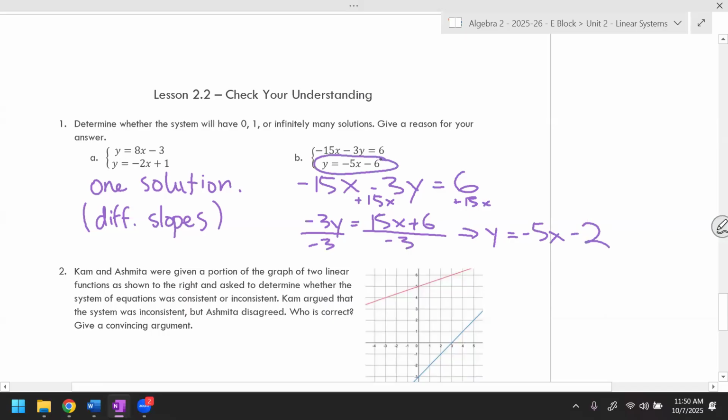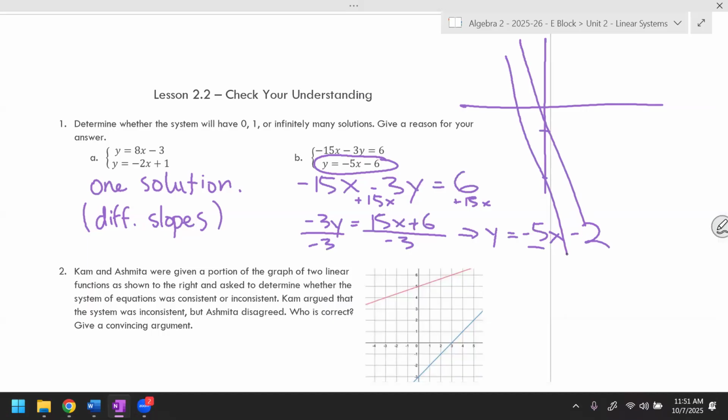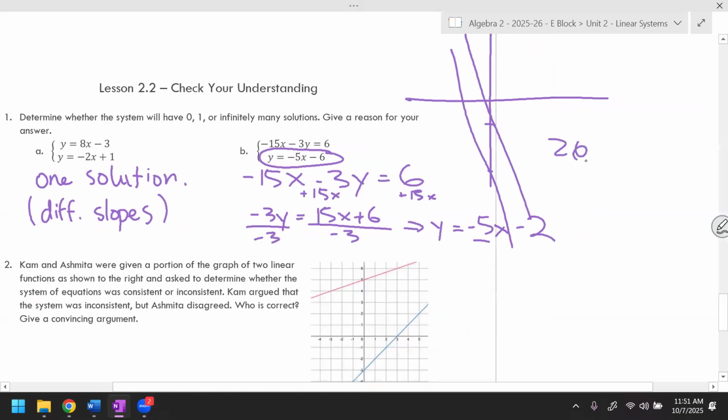We compare that with the other one and we see that we have the same slope. But what else? Right. They're the same slope, minus 5, so down 5 over 1. But one has a minus 6 as the y-intercept, and the other has a minus 2. So they're going to look something like this. It's a pretty crappy drawing, but it doesn't matter, right? They're going to be parallel, but they don't have the same y-intercept. They've got to have no solution. So 0 solutions. Good. Okay.